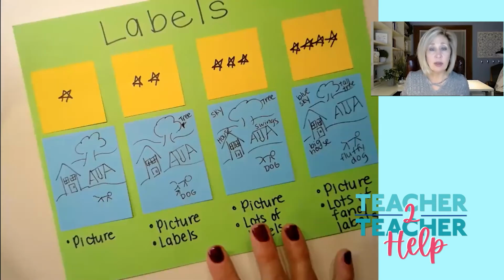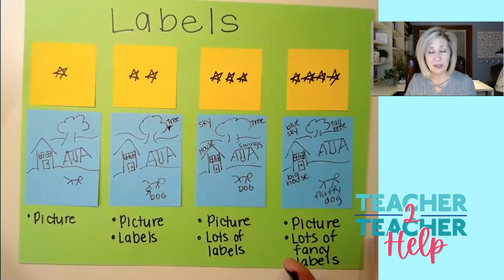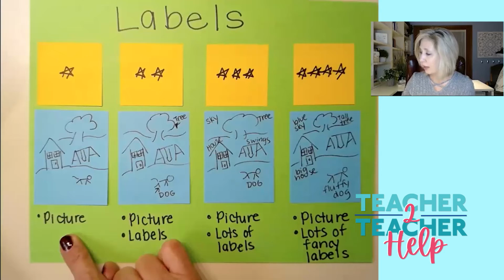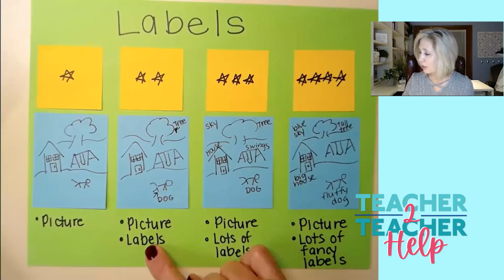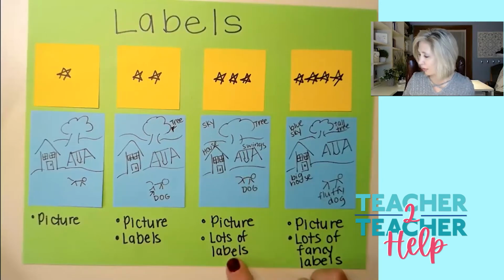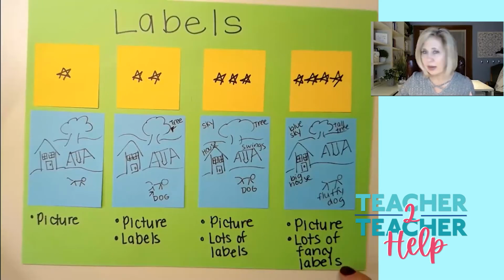So I have some simple microprogressions and more complex microprogressions. Here's one that I use with young writers to show them how to add labels to their writing. So these are emerging writers who are starting by just drawing their stories or their information with pictures. And so a 1-star might be just having a picture. A 2-star would be a picture and then adding some labels. A 3-star would be a picture and lots of labels. A 4-star would be a picture and then lots of what we call fancy labels. So a fancy label is not just sky, but an adjective to go with it.